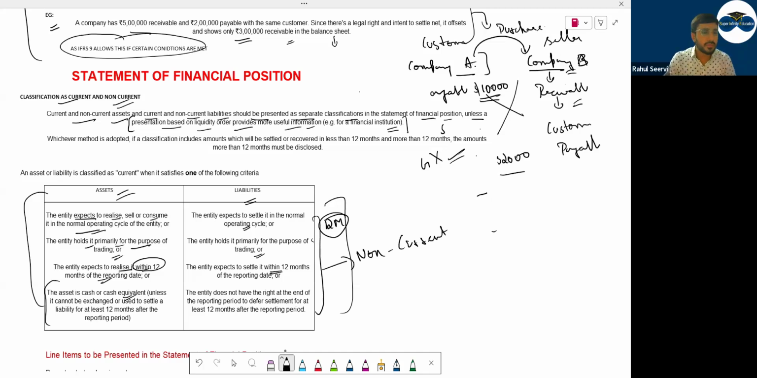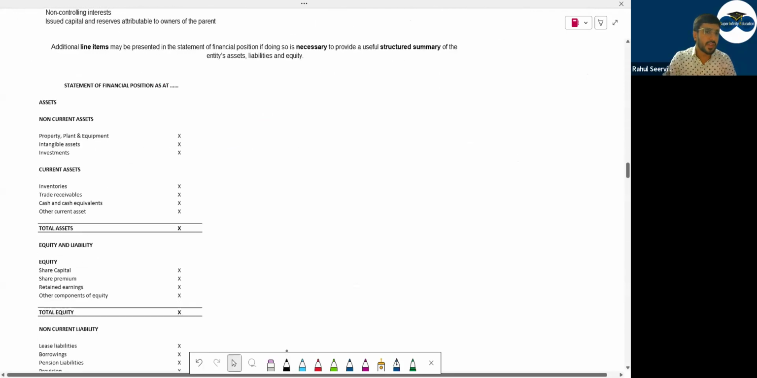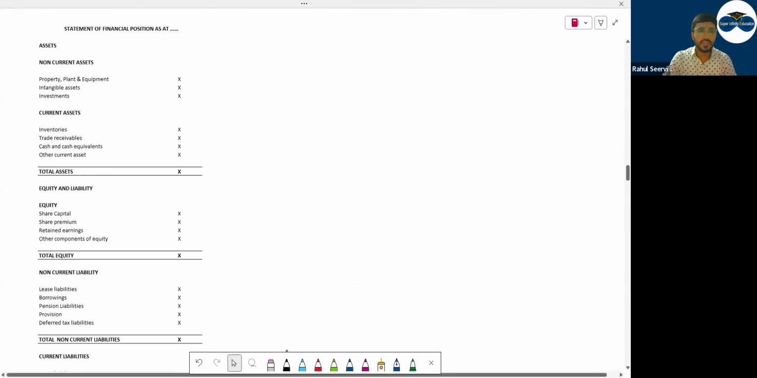Do you have to remember this basic idea of 12 months you have to apply? And whatever I've given the format, these are the items. Other than this, nothing will be coming.